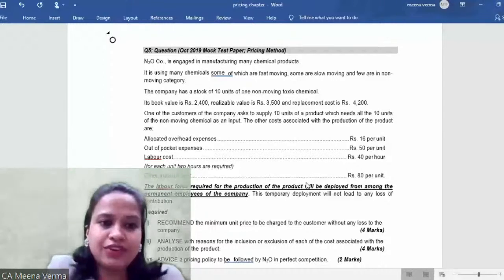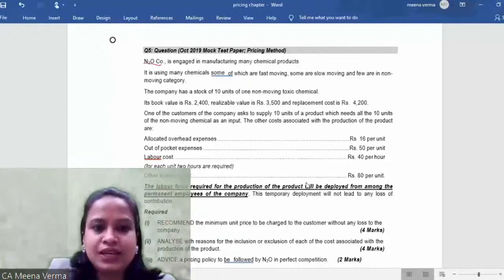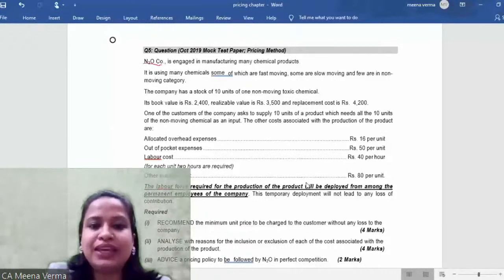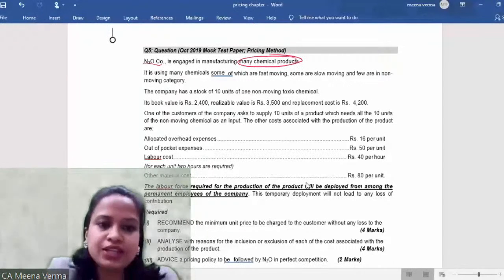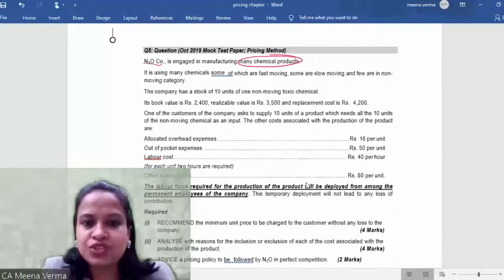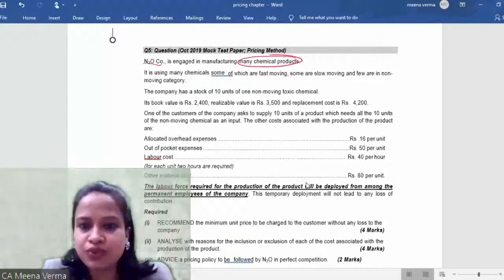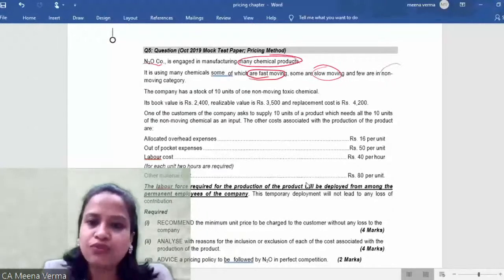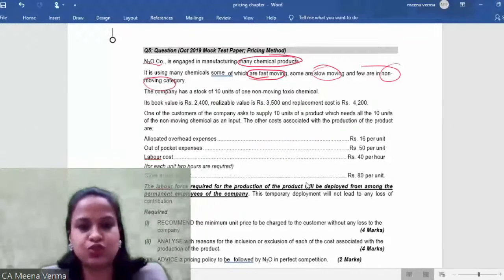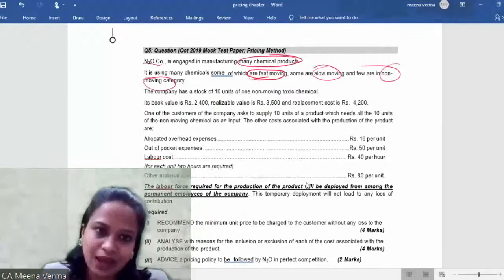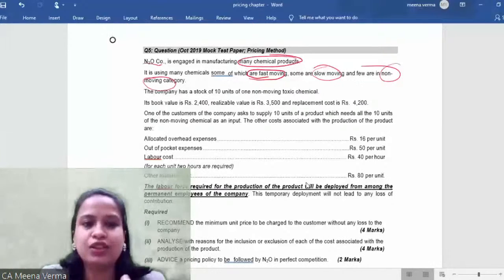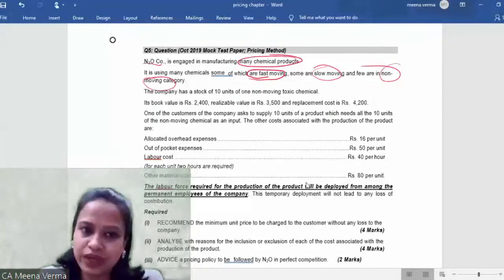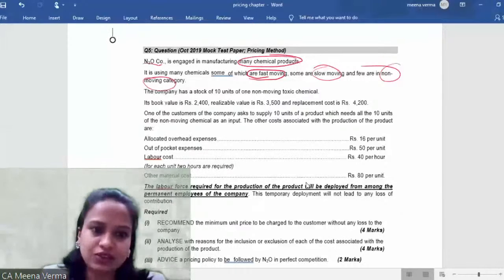See, we have a company, N2O company, engaged in manufacturing of many chemicals. This company is producing many chemical products. It is using many chemicals, some of which are very fast moving, some slow moving, and few of them are non-moving chemicals. So in their organization, they have fast moving chemical, slow moving chemical, non-moving chemical. These are the categories of their chemicals.